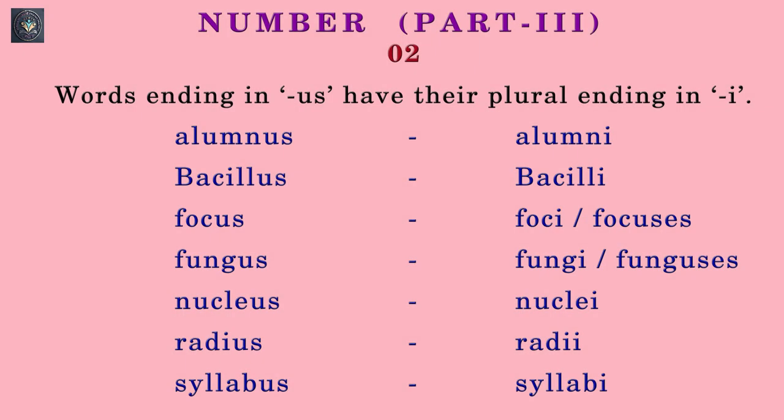Rule number 2. Words ending in US have their plural ending in I. As alumnus, alumni. Bacillus, bacilli. Focus, foci or focuses. Fungus, fungi or funguses. Nucleus, nuclei. Radius, radii. Syllabus, syllabi.